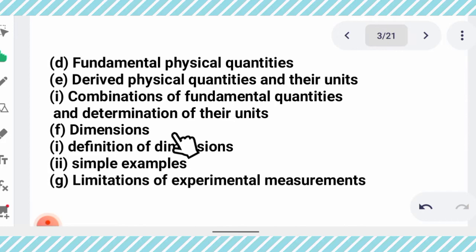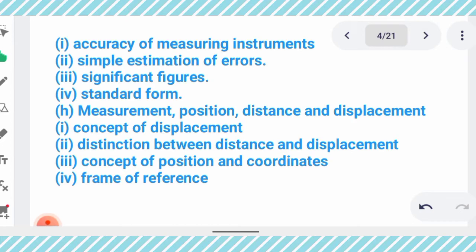Then we talk of dimension. For example, the dimension of time is T, the dimension of distance is L, the dimension of mass is M. The definition of dimensions, with simple examples. And here is limitation in experimental measurements, that is simple measurements. Having known that, let us jump to the next stage.